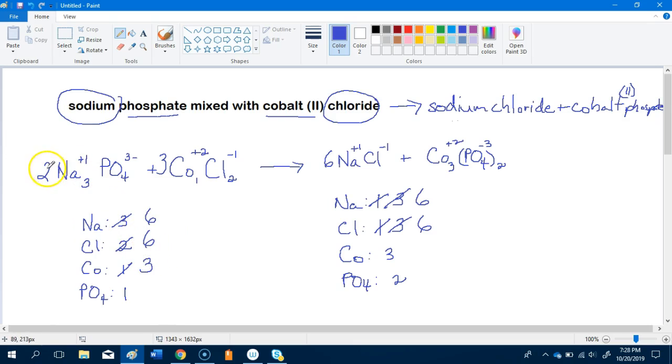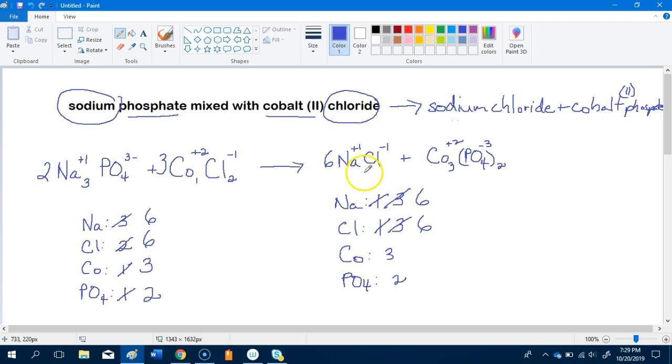I now have, though, because of that 2, also 2 phosphates here. And look what magically happened. My phosphates did balance out. So this is the balanced equation. 2 sodium phosphates plus 3 cobalt 2 chlorides will give me 6 sodium chlorides and 1 cobalt phosphate. Okay, so that's that part of the balancing done.